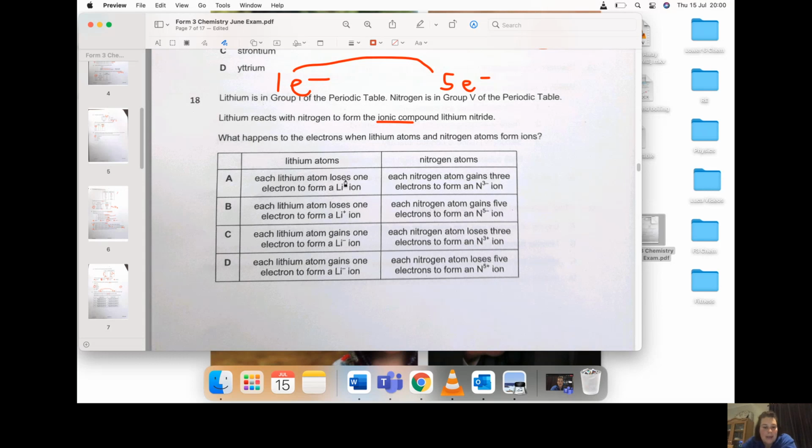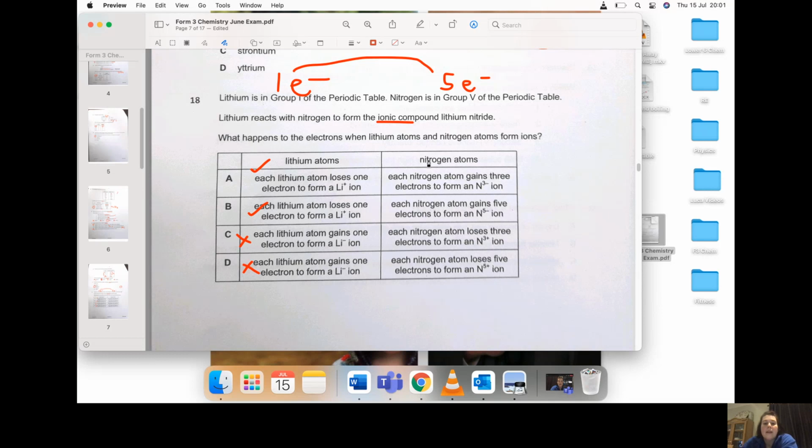Each lithium atom loses 1 electron to form an Li plus ion. That is correct. So B is also correct, could be correct. Each lithium atom loses 1 electron to form an Li plus ion. C and D are completely wrong because it's telling me that the lithium gains an electron to form Li minus. That is wrong. It's going to lose its electron.